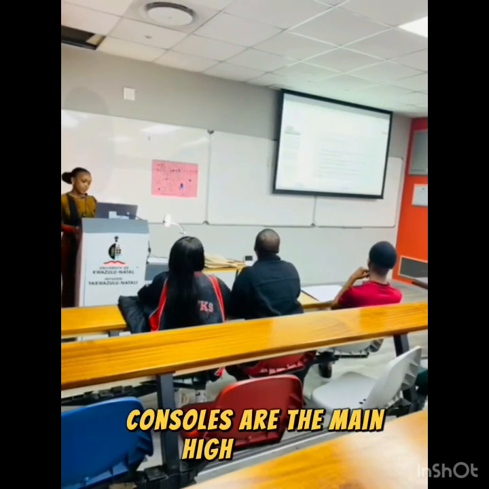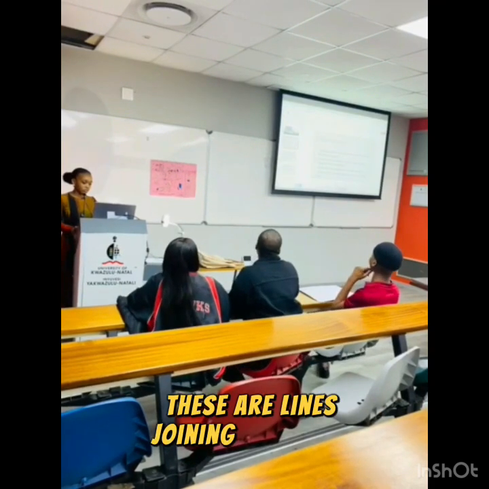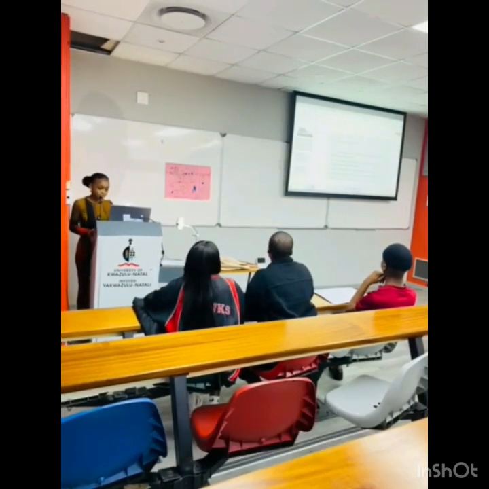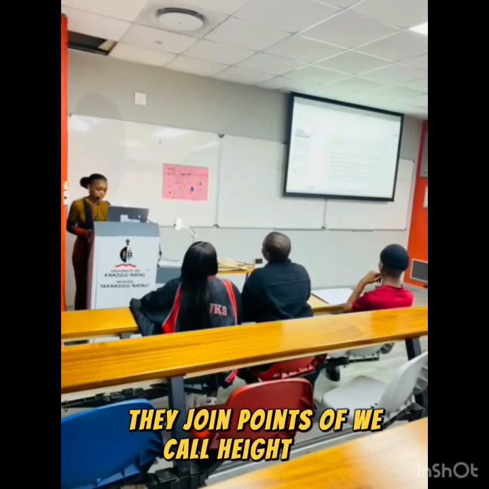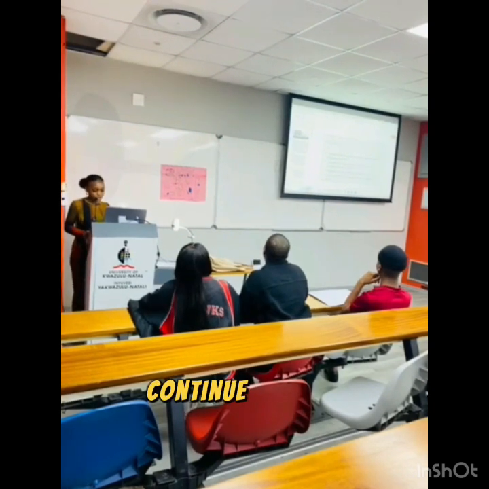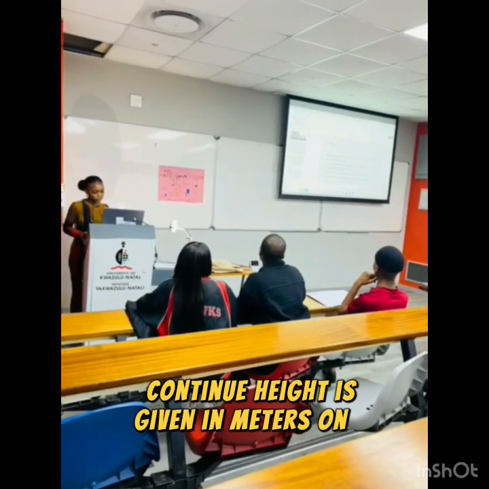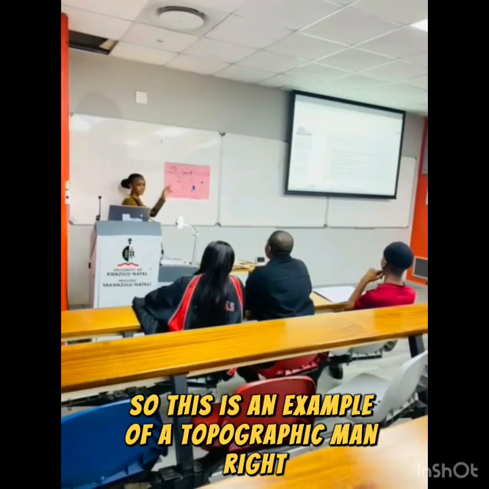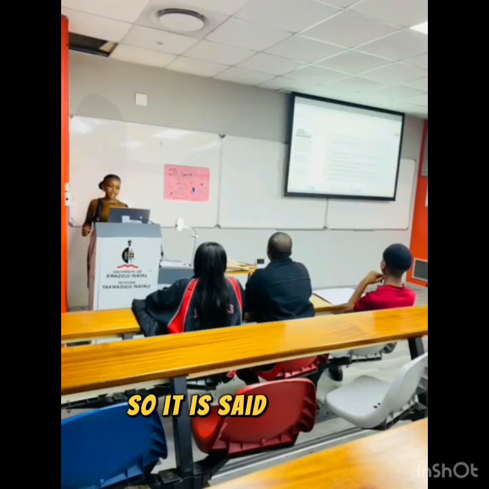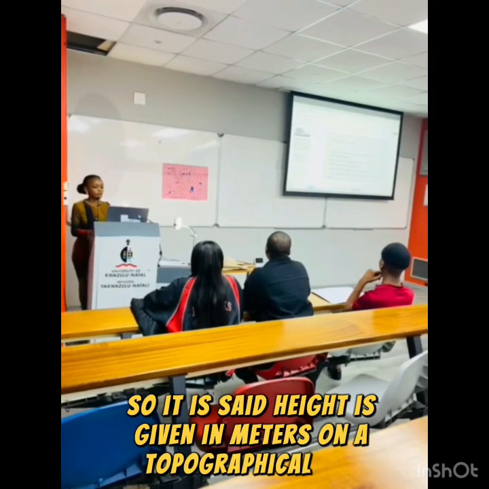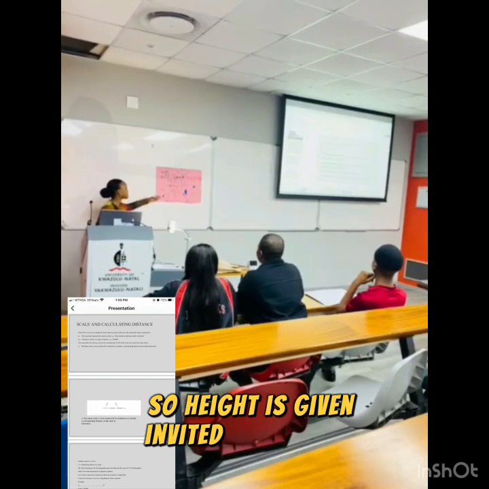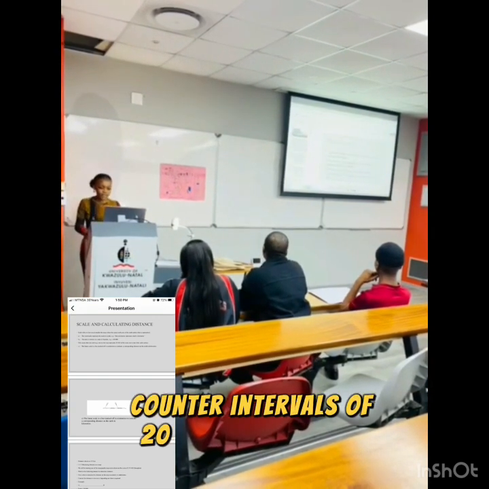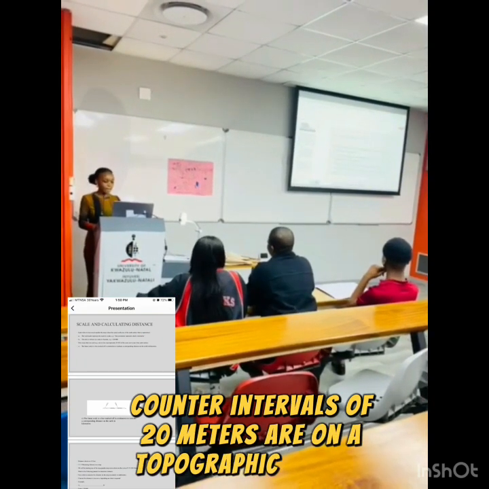Let us read. Contours are the main height clues. These are lines joining points of equal heights. So they join points of equal height. Height is given in meters on a topographical map. So this is an example of a topographic map, and height is given in meters in this map. Contour intervals of 20 meters are used on a topographic map.